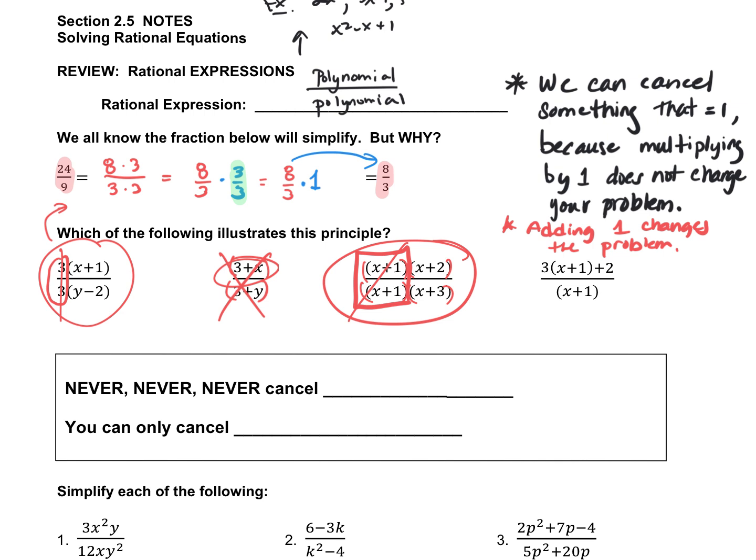Now again, the last one does look a lot like the one we just did. I have x plus 1 is x plus 1, but I'm not multiplying. That top has this plus 2. That plus 2 is not being multiplied to the 3 times x plus 1. It's being added. So that's going to change the problem. So I cannot apply that to this rule. This does not apply to that principle.